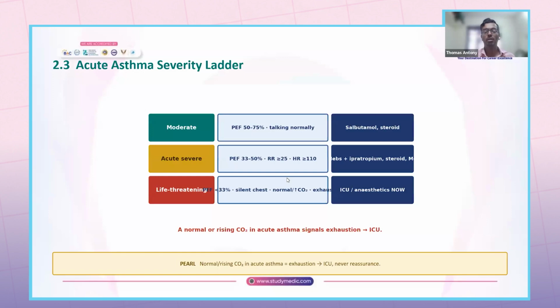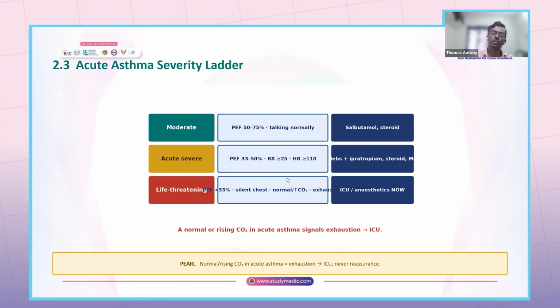In acute severe asthma, where PFR is 33 to 50%, respiratory rate is more than or equal to 25, and heart rate is more than or equal to 110, nebulizations with levosalbutamol, ipratropium, steroid, and magnesium are required. In life-threatening cases where PFR is less than 33% and there is a silent chest, normal or raised PCO2, I am stressing this because sometimes you will get everything normal, and they will mention an ABG with a normal PCO2 also. So we have to look for that.